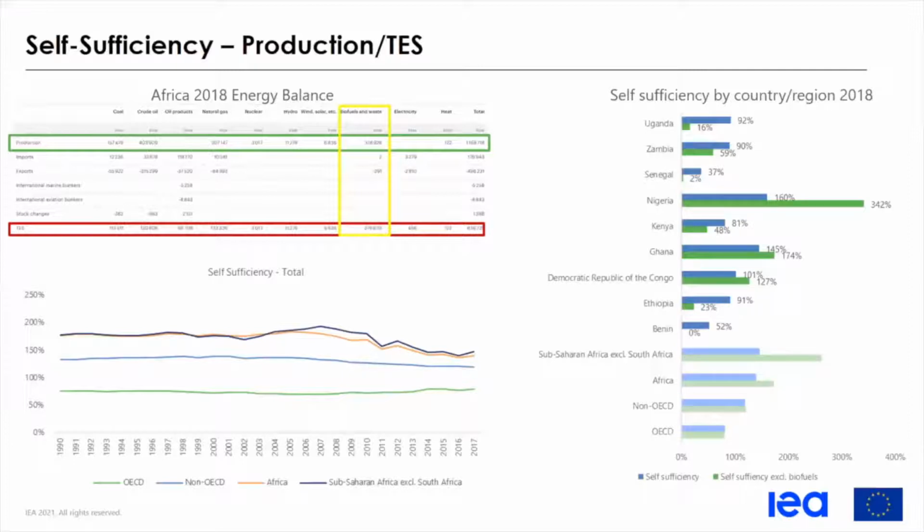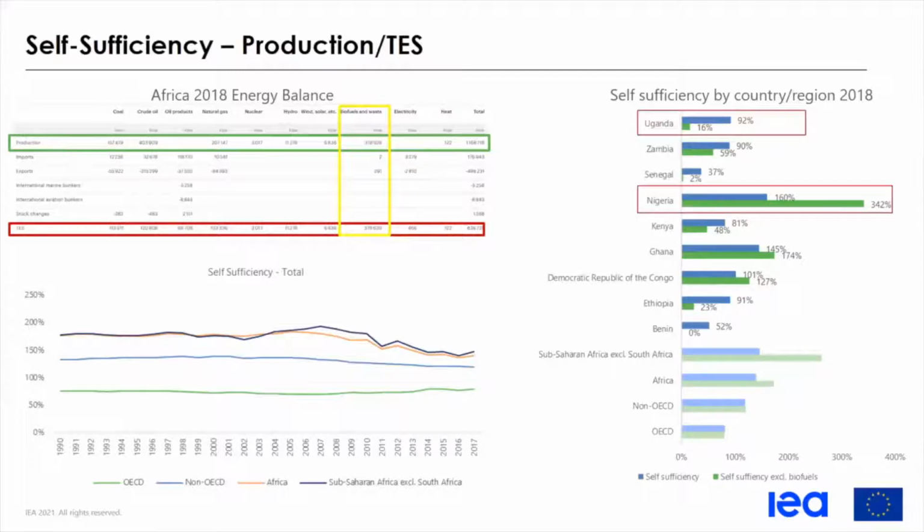Now, if we compare the self-sufficiency by country, we see that again there are differences because of biofuels and waste. For example, for Uganda, the self-sufficiency can seem very high at around 90%. But if we look at the energy balances, we see that there is a very high share of traditional biomass in the energy mix. And if not accounted, we see self-sufficiency drastically decreasing to 16%.